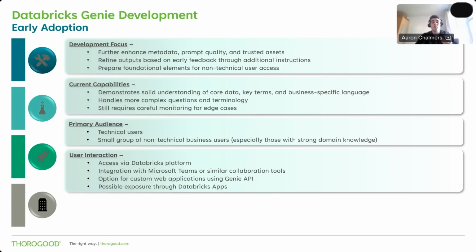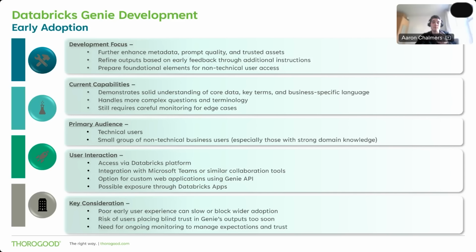There's also the option for a custom web app using the Genie API and the possibility of exposure through Databricks apps. At this stage, user experience must be considered. Poor experience of users at this stage may slow or block wider adoption, and there's still the risk that users blindly place their trust in Genie output without proper understanding. This is why it's important to ensure that the early stages of development have been done correctly and thoroughly, with ongoing monitoring needed to manage expectations and trust.